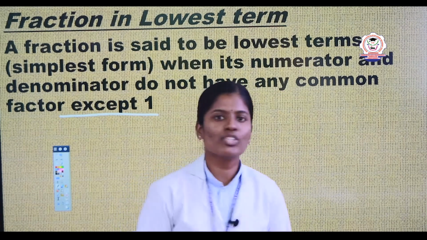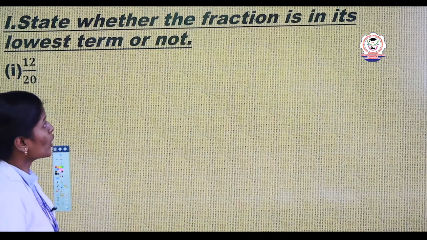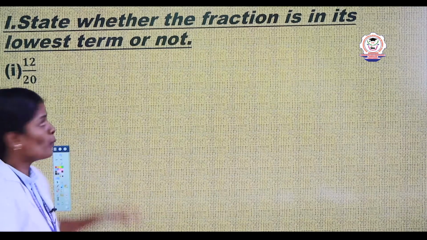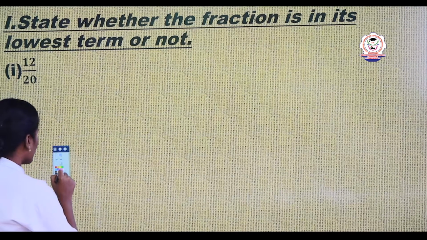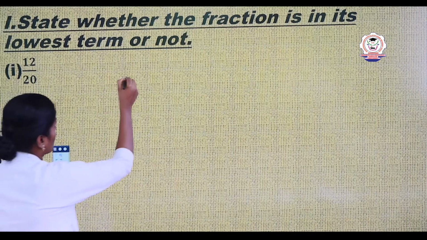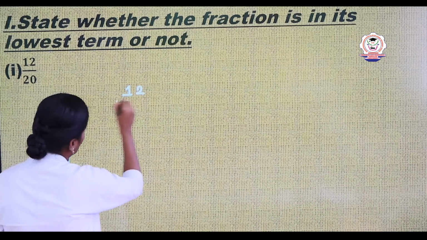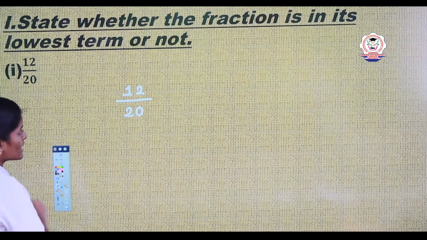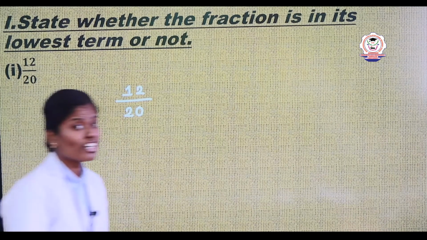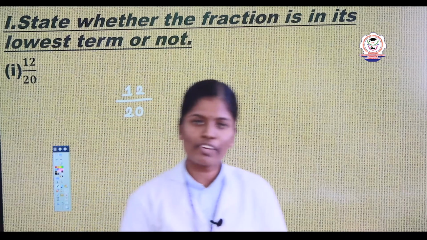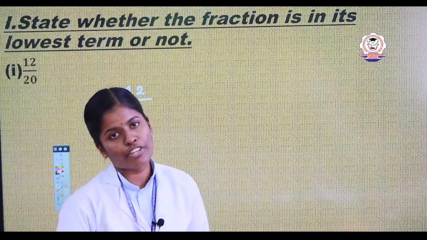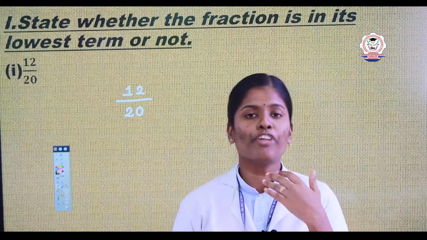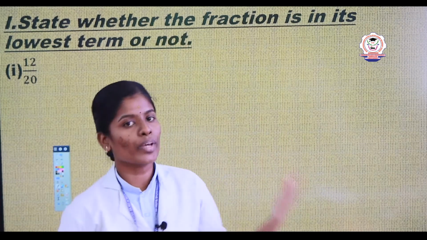Right? So listen, my children. Our first question: state whether the fraction is in its lowest term or not. We have the question 12 by 20, that is 12 divided by 20. First you are going to find the factors of 12. Then you are going to find the factors of 20. Then the third step is to find the common factors. If you get only 1, that means it is the lowest term.